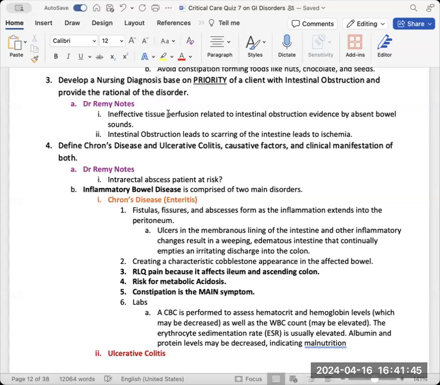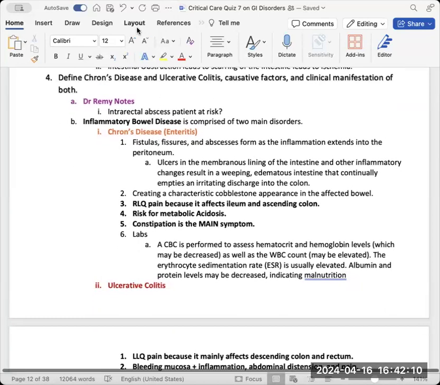This wouldn't really be a respiratory issue, even if we saw it, because it's not going to cause respiratory complications, right? We're not seeing that in these. Of course, there's always something that could happen, but in terms of intestinal obstruction, the priority is going to be ineffective tissue perfusion. Are there any questions or anything anybody would like to add?